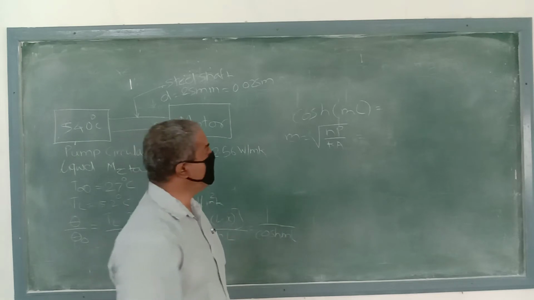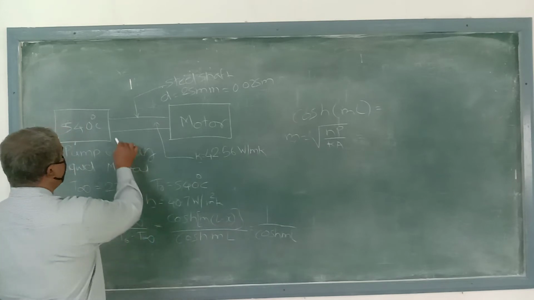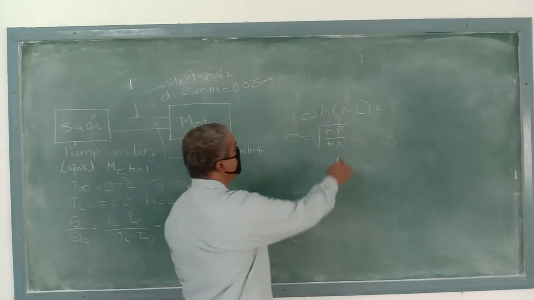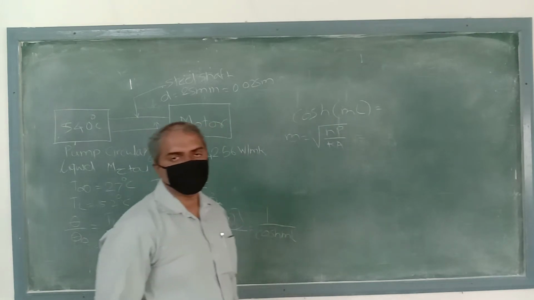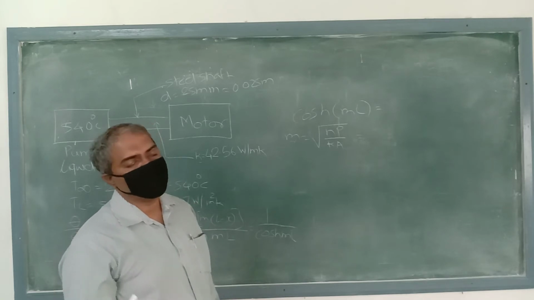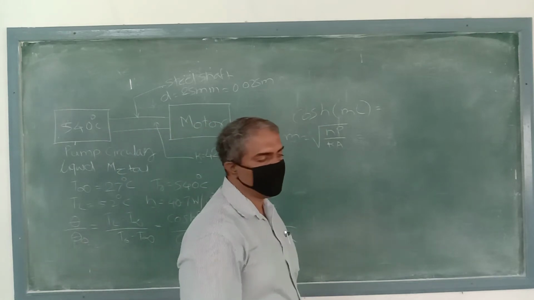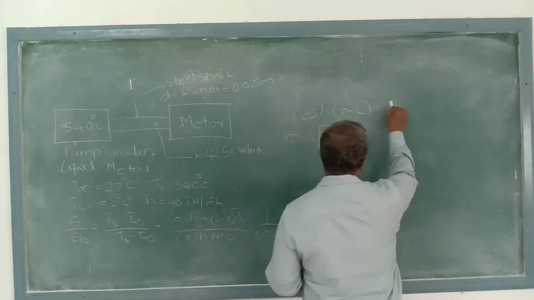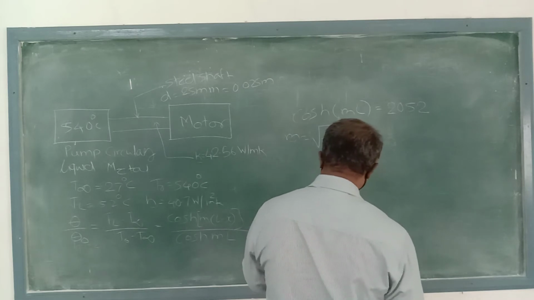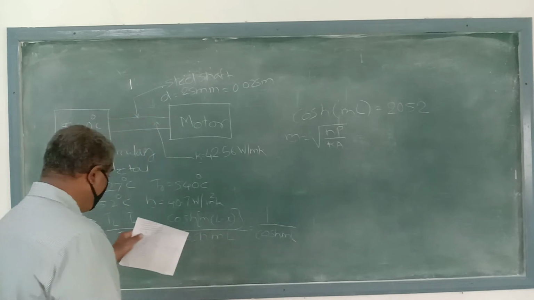Once you got the value of m, you know the value of m and length of this shaft they have mentioned, and we are going to substitute the value of m and L. So we get the cos hyperbolic mL. As we have done in the previous problems, same way we are going to find out cos hyperbolic mL. Cos hyperbolic mL value becomes 20.52.